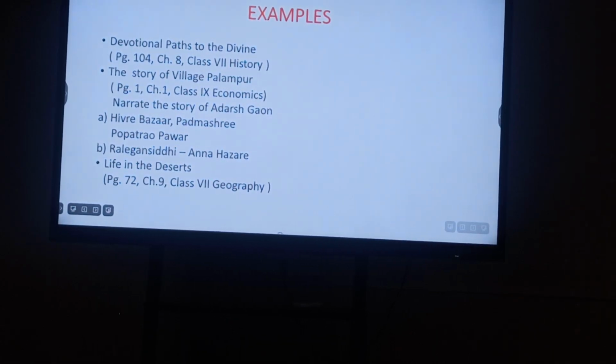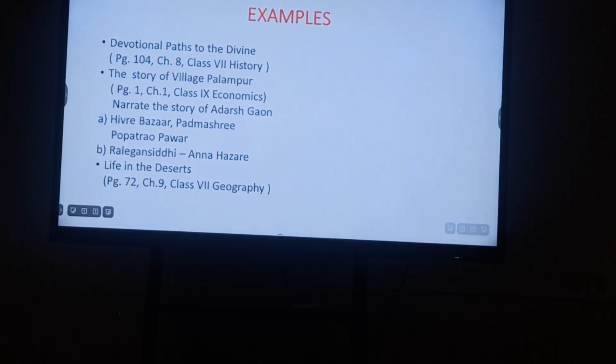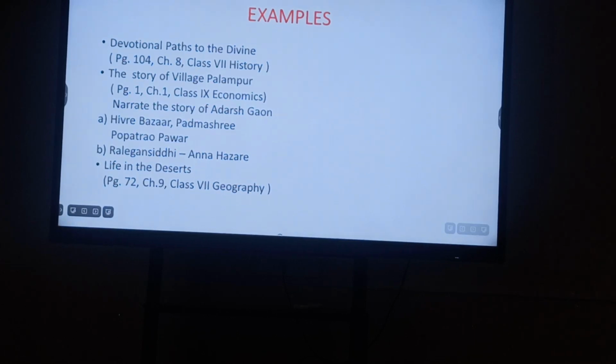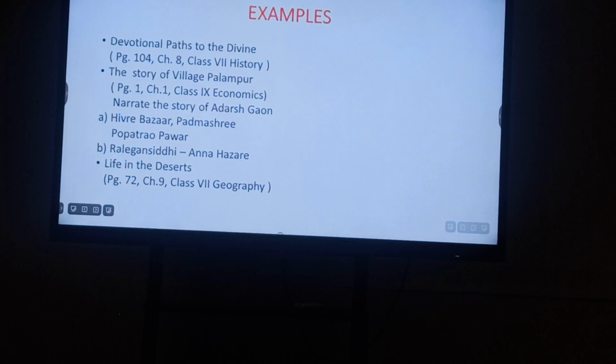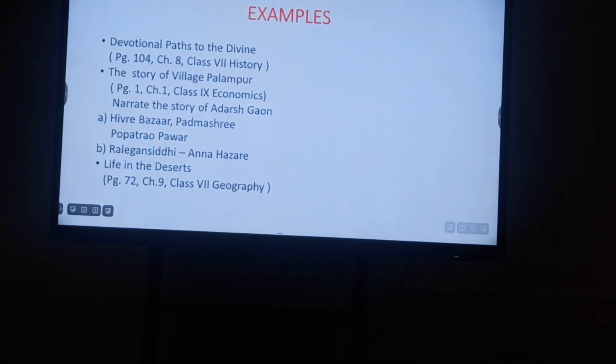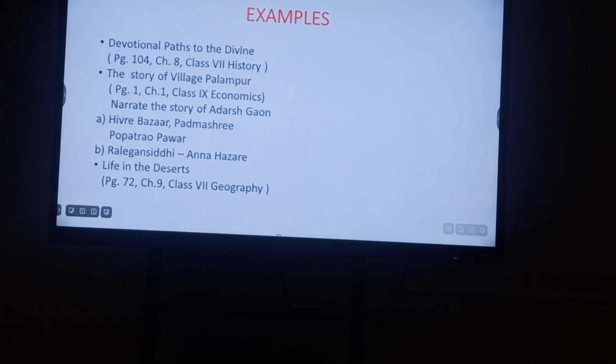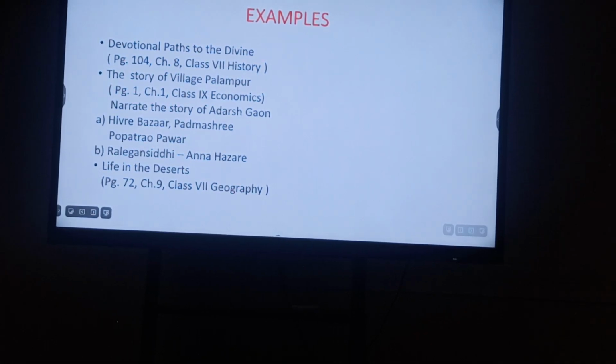On the houses in Hivre Bazaar, the lady's name is written first, the man's name is written second. There are many good things like that. The drainage system is perfect. It is self-sufficient. Everything that they need is there in the village. It's a complete remake of the two villages, and it is very close. By the way, it is just 2.5 to 3 hours from here. That's why I am telling you. Alright, so these are examples which we must give our children also. Hivre Bazaar's Popatrao Pawarji has been conferred the title of Padma Shri. He is Padma Shri Popatrao Pawar.